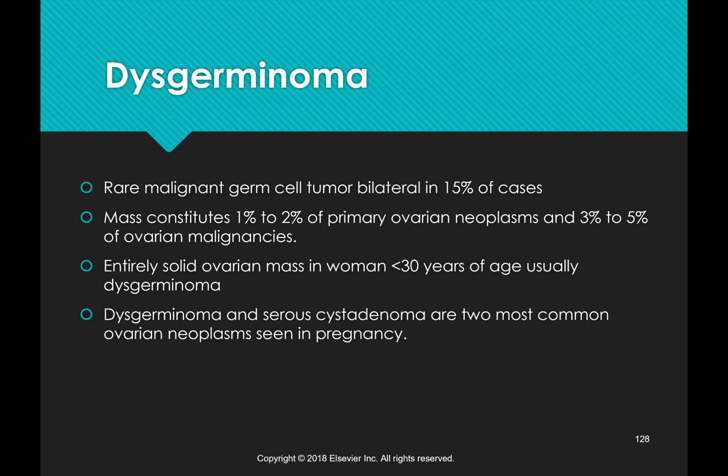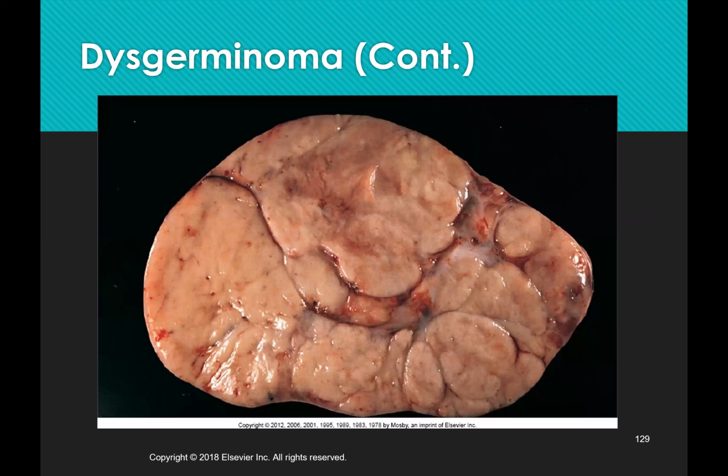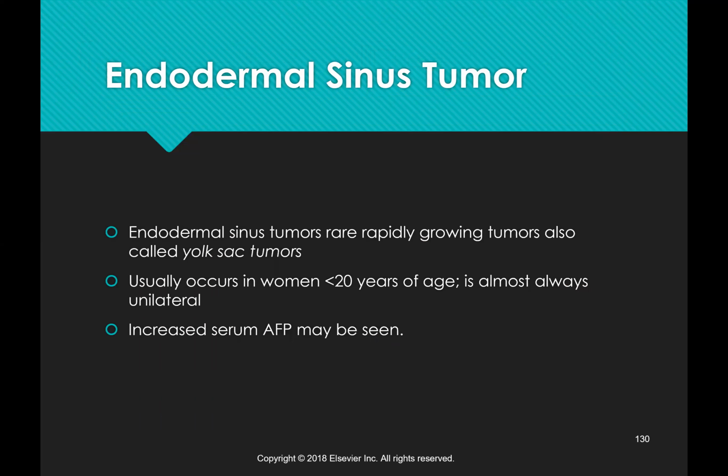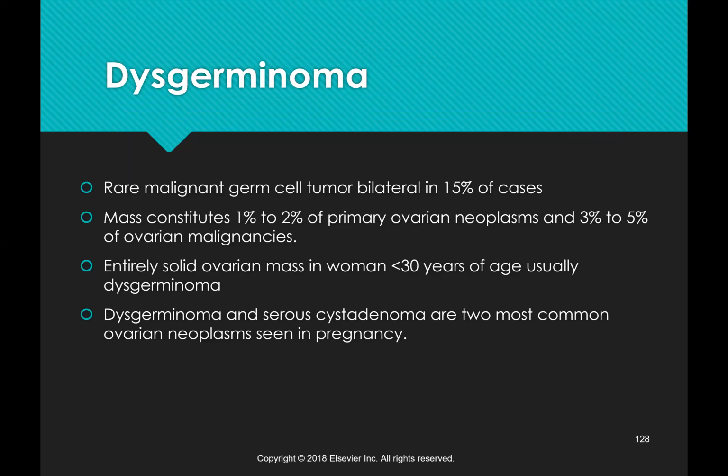The other thing I want you to know is dysgerminomas and cystadenomas can occur in pregnancy. And that's what one of those yummy things look like. And that's all I want you to know. I just need you to know that's a germ cell tumor, that it can occur in younger women, and that it can occur in pregnancy.